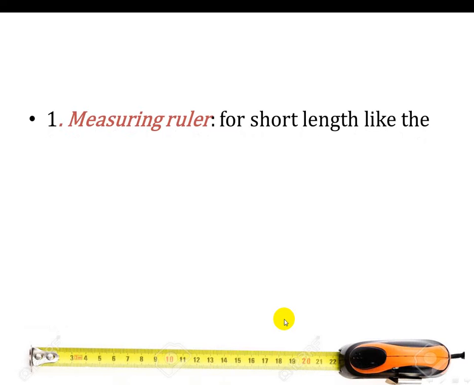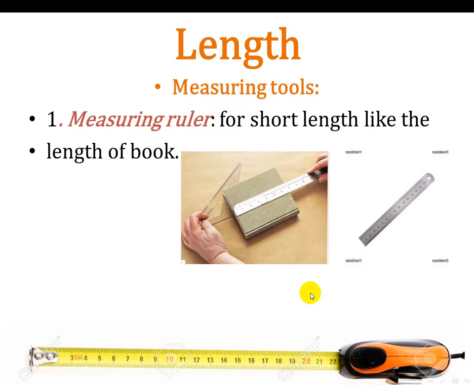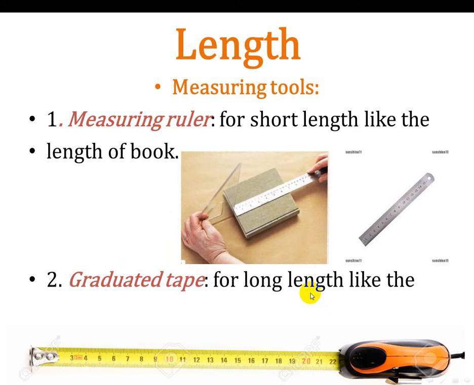So the first thing of measuring is length. To measure length, we use a measuring tool for length. If you're talking about a short length, like the length of a book, you have to use a ruler. Why? Because the book is short, so it is easy to measure with a ruler. So what if it's a long thing, like the length of my classroom, or my room, or my table?